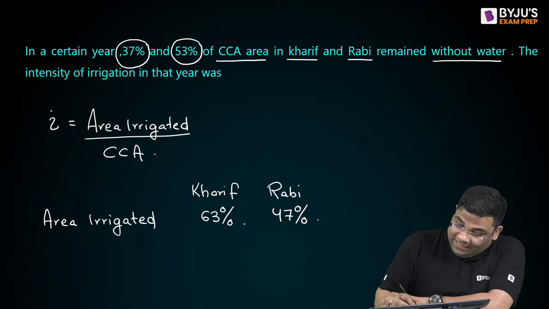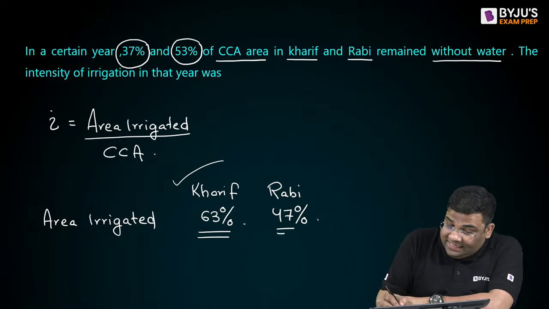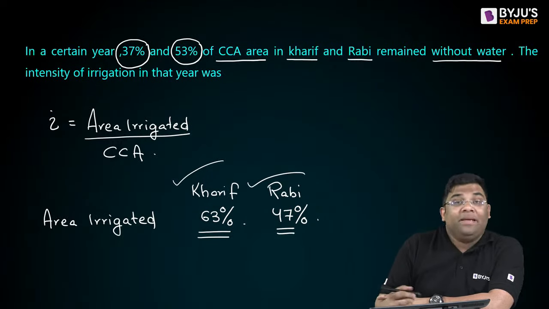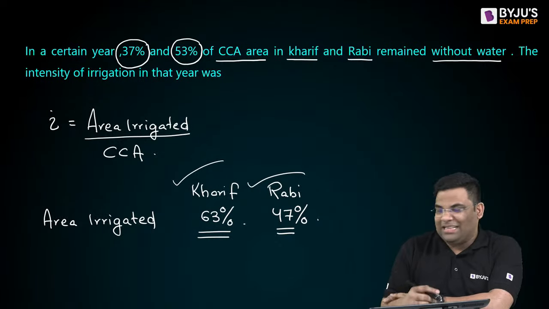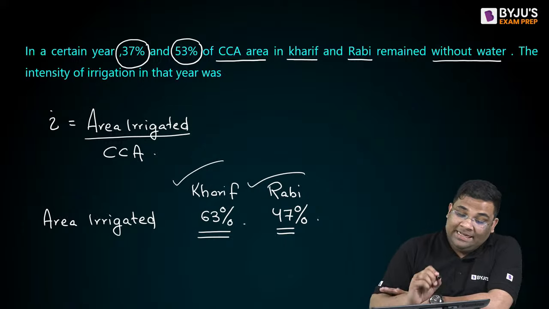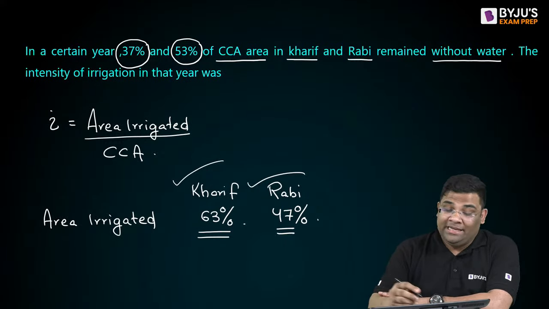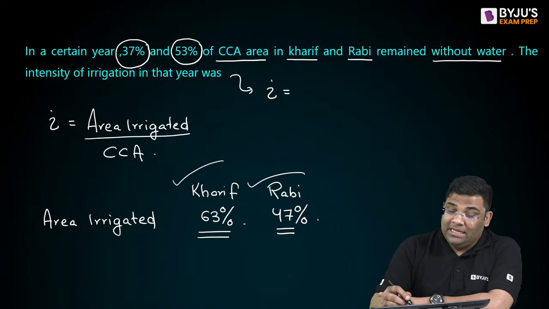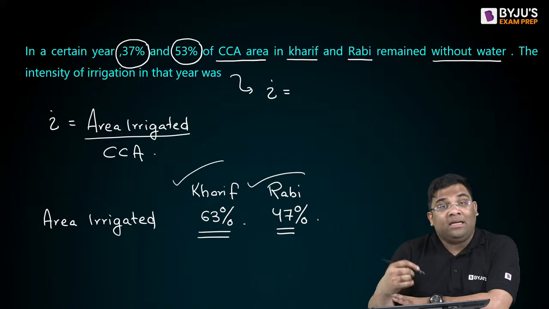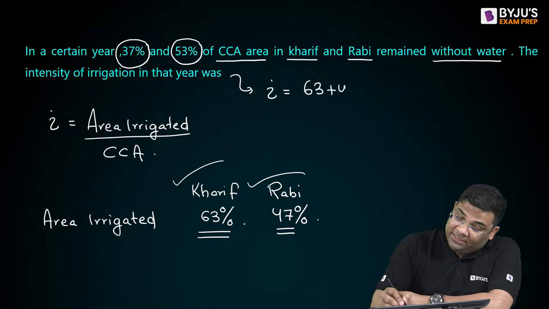So I can say that this is the intensity of irrigation for Kharif, and this is the intensity of irrigation for the Rabi, because this much area is irrigated. So they have asked the intensity of irrigation in that entire year. When they ask you for the entire year, the intensity of irrigation will be the irrigation intensity in the Rabi plus the Kharif. So it will be 63 plus 47, that is equal to 110%.